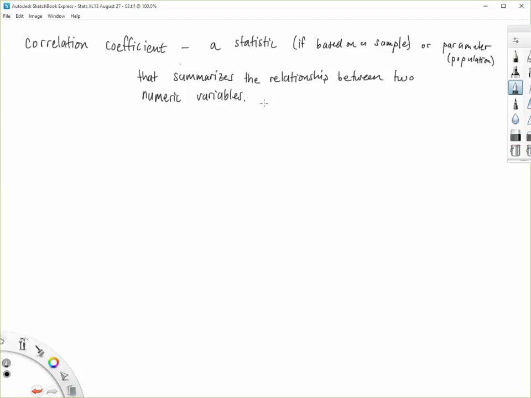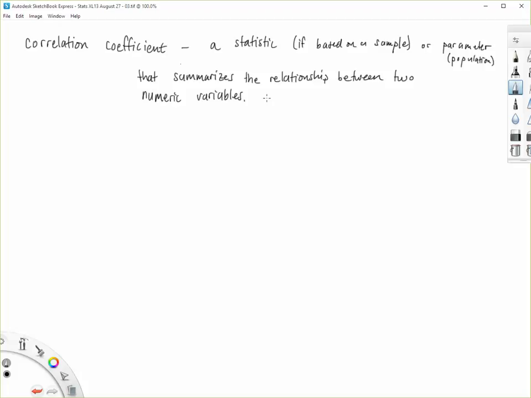Now, the correlation coefficient is just calculated based on a formula, just like the mean is. The mean you calculate by adding up all the numbers and dividing by how many you have. That formula applies whether it's a sample or a population. If you can measure everything in the population, you get the mean mu of the population. If you only have a sample, you do the same thing and you get y bar or x bar of a sample. So with the correlation coefficient, you just throw numbers into a formula and it spits something out.